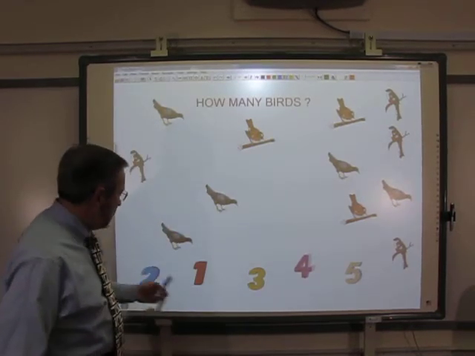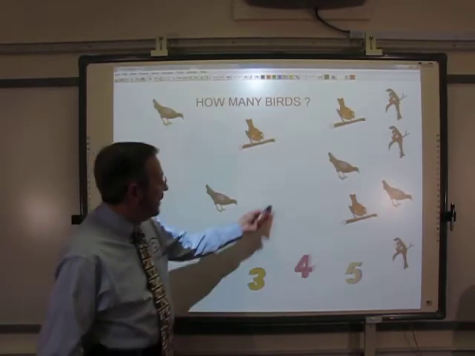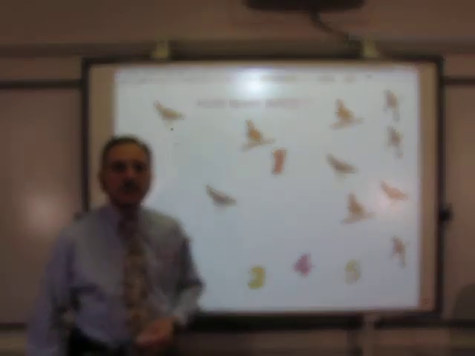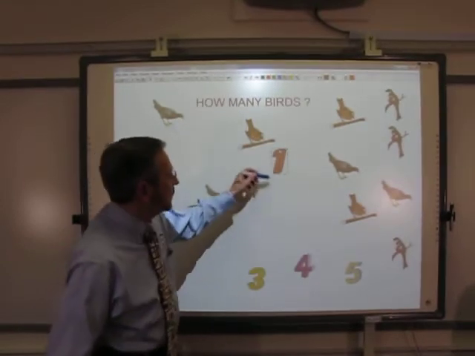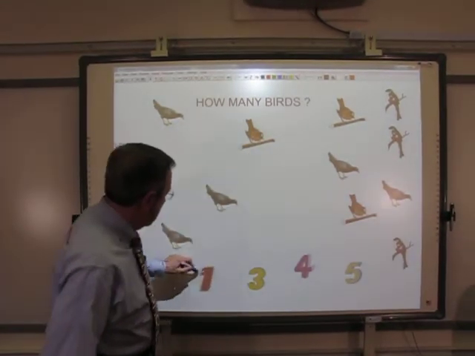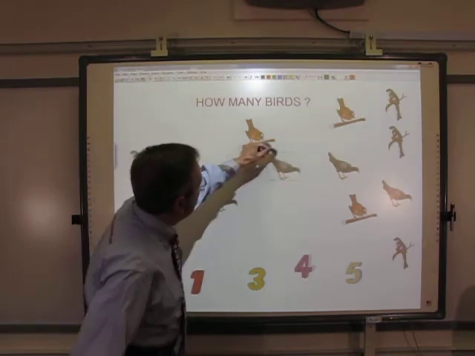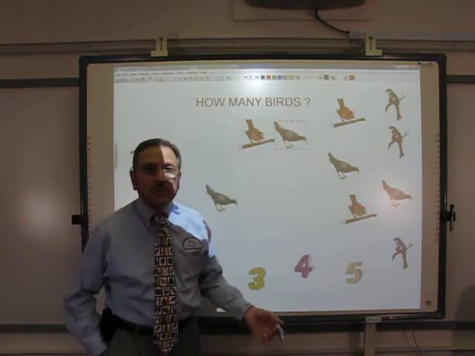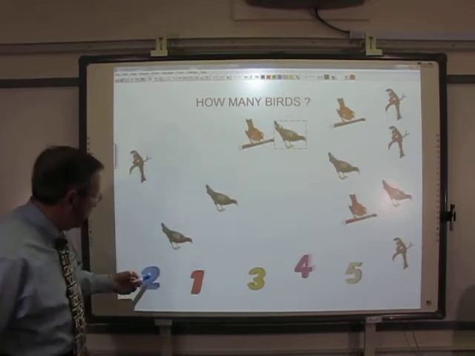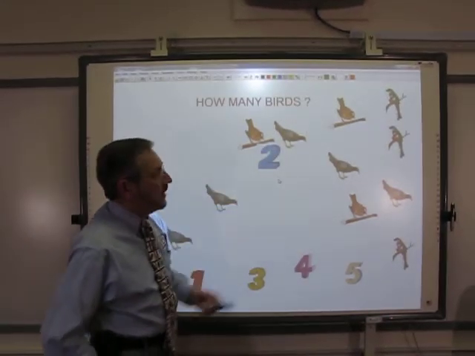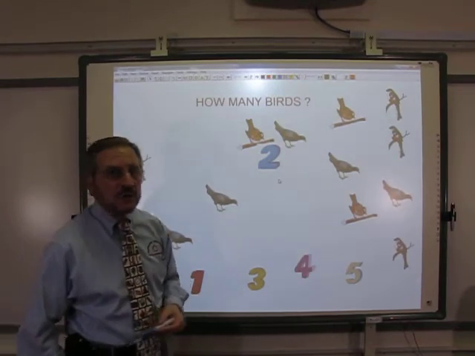And the class would respond with the answer 1 and finding the appropriate numeral to put with the bird so it's very clear to the entire class that that's one bird. The teacher would then move on and add a second bird. And then ask the class, "How many birds, class?" And the class would respond with 2, and they would pick the 2 from the bottom and move it up so they have a visual representation of 2 birds.